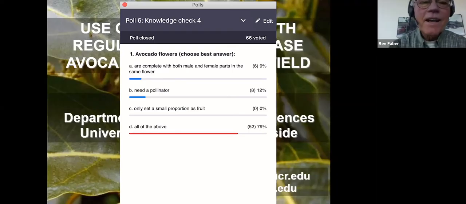Okay, yes, they are now. So yes, all of the above. Avocado flowers need a pollinator. They are complete with both male and female parts, and they only set a small portion as fruit. So D, all of the above, is correct. So yeah, it's a crazy breeding system.